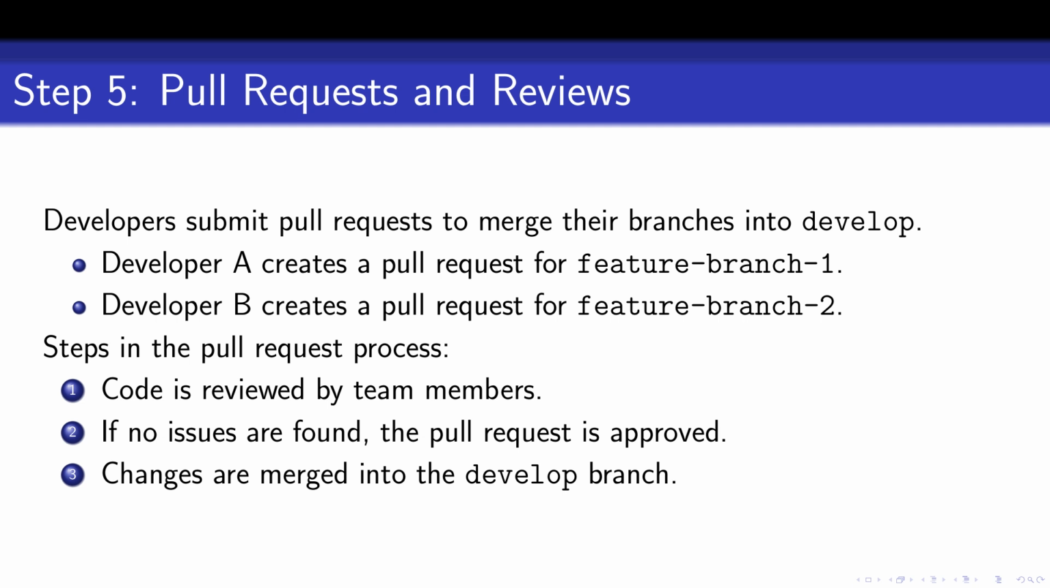A pull request is a formal way to propose code changes and invite reviews. Developer A creates a pull request for feature branch 1, while Developer B does the same for feature branch 2. During this process, code reviews ensure the changes are high quality and adhere to project standards. Reviewers check for issues, provide feedback, and approve the changes if everything looks good. Once approved, the branches are merged, integrating the features into the develop branch.